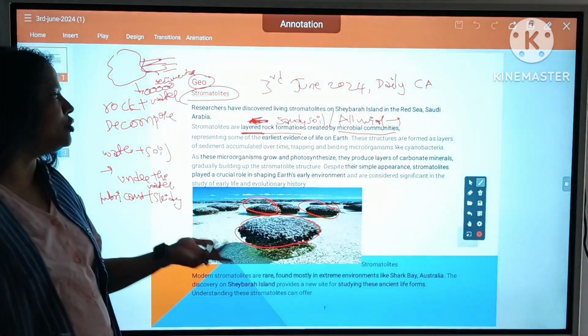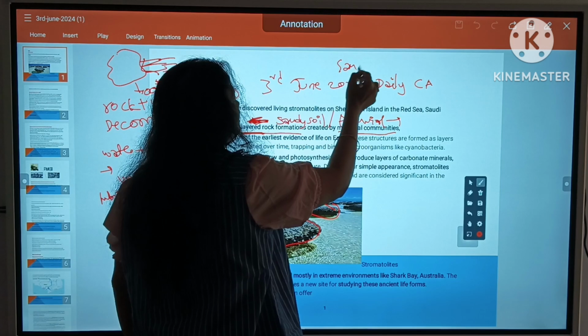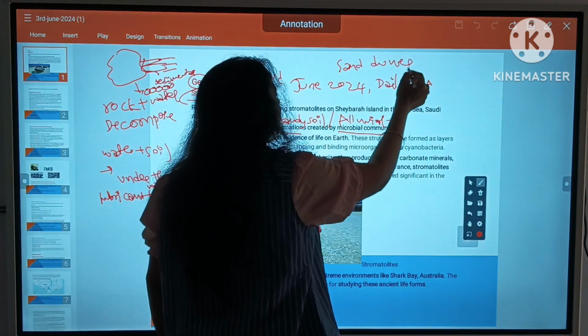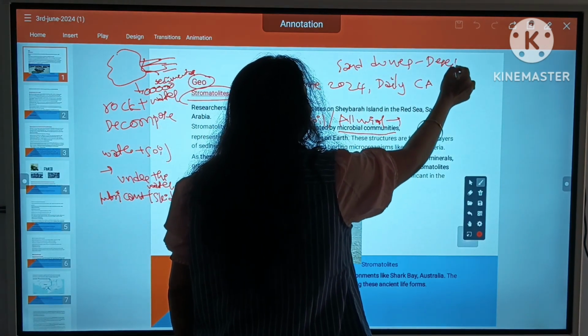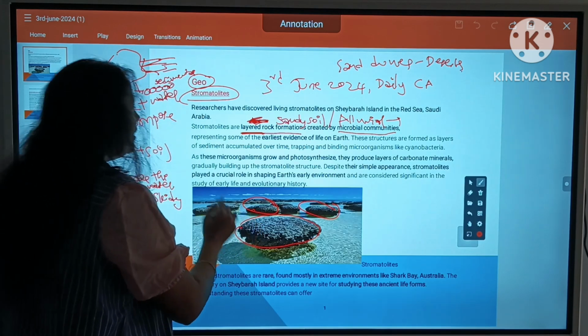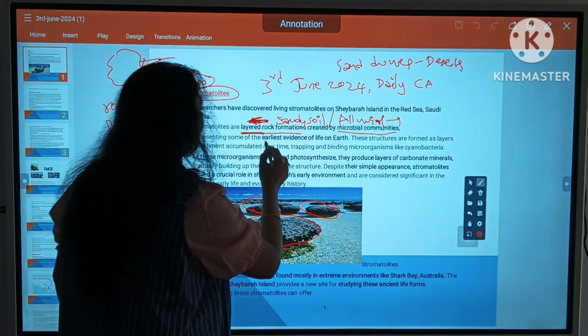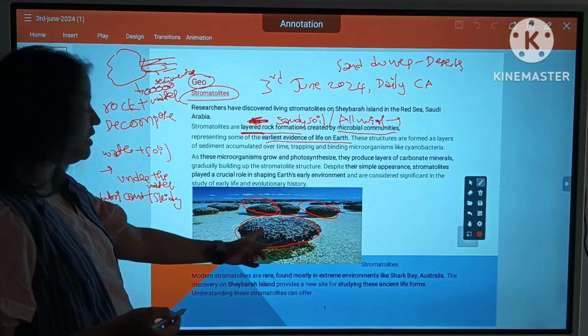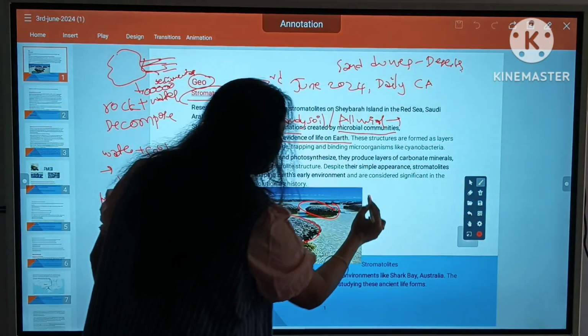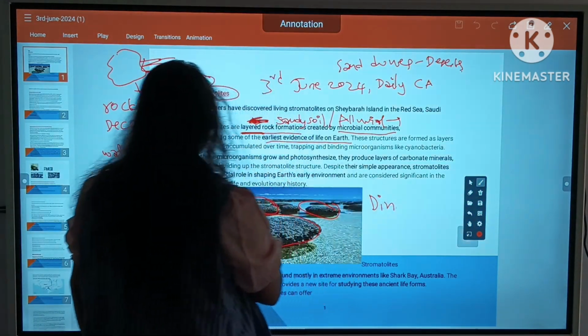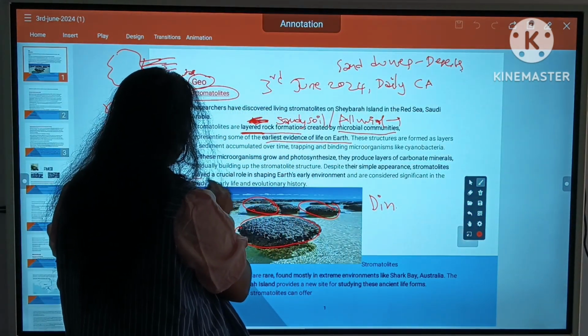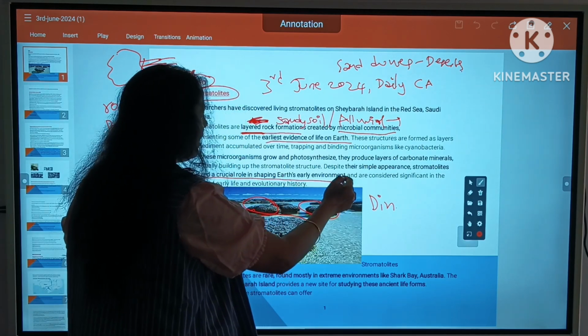Many things form. Dunes form, sand dunes form in deserts. So what is the specialty of these structures? These are the earliest evidence of life on earth. They were available when dinosaurs were on the earth. So they play a crucial role in shaping the earth's early environment.